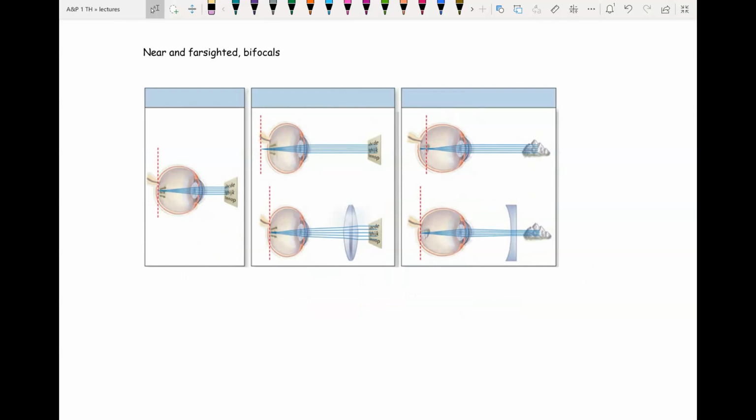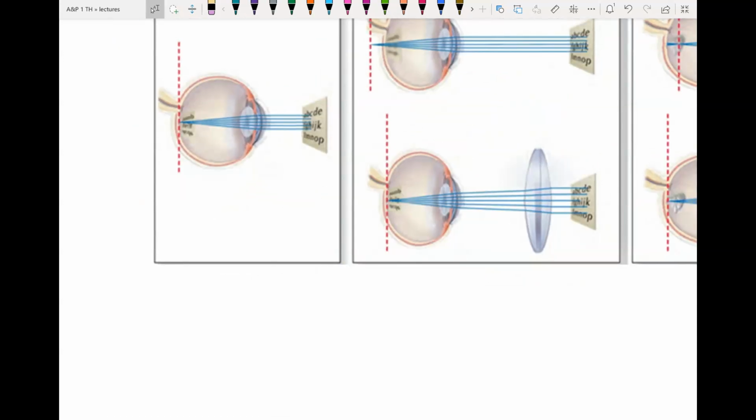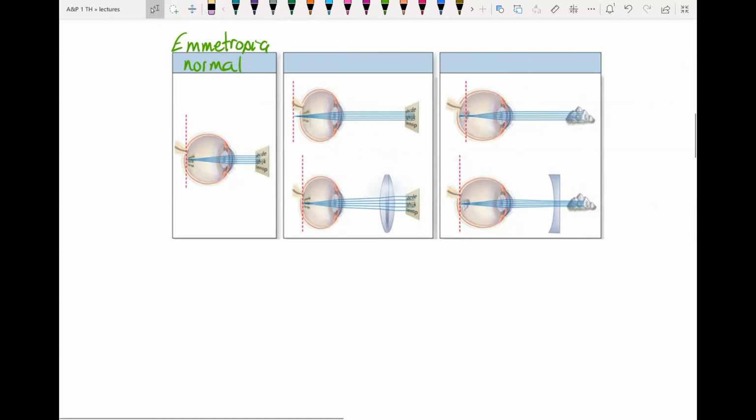So we're going to start off with the one all the way over here on the left, which is emmetropia. This is just normal. So this is our one to compare to. And here, everything's working. The light focuses just fine for both near and far vision.